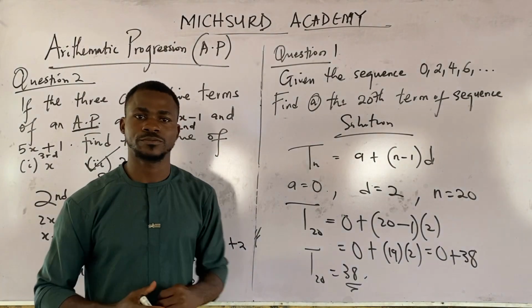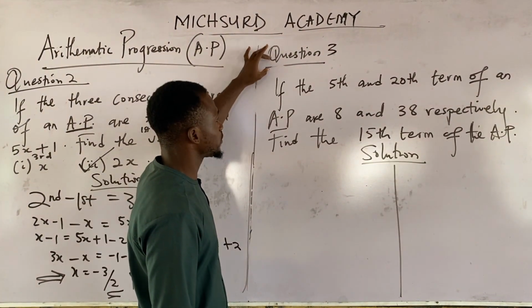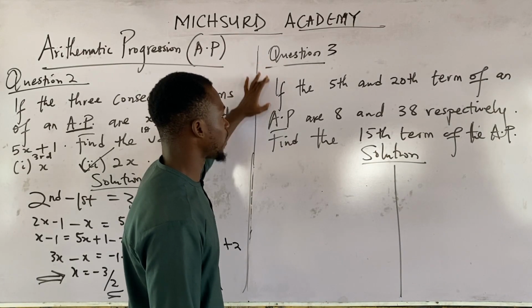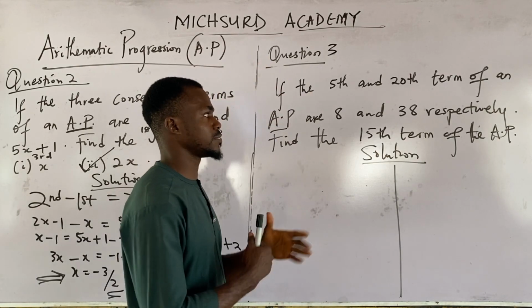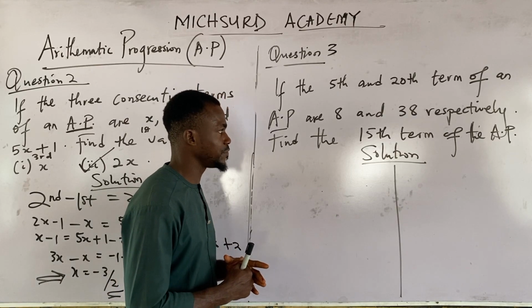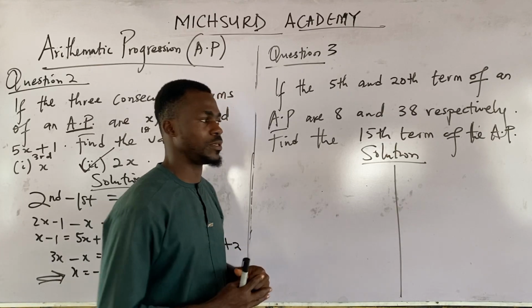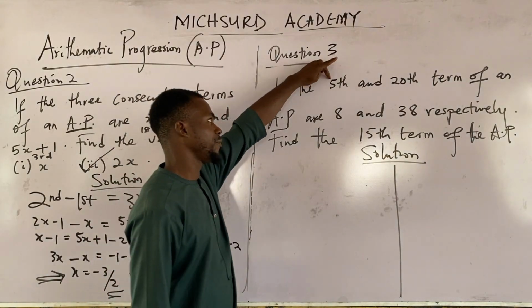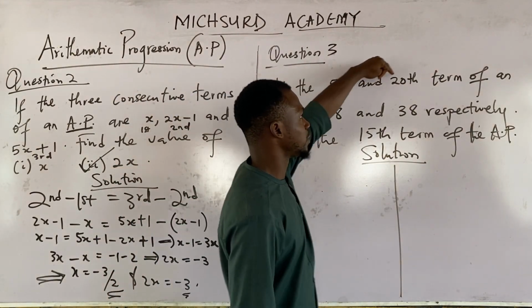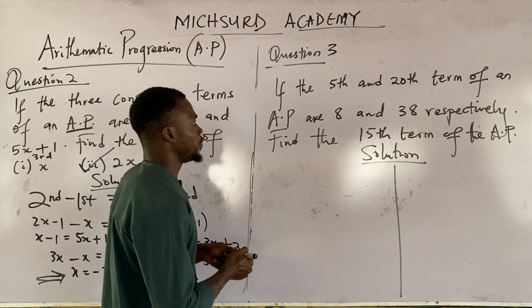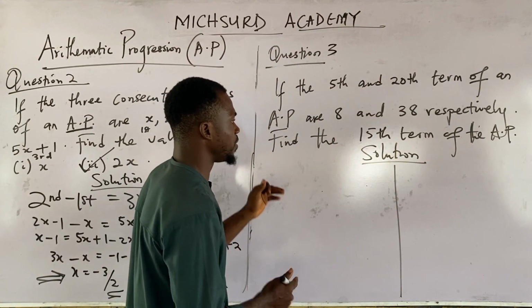So let's go. We have that for question 3. If the 5th and the 20th term of an AP are 8 and 38 respectively, find the 15th term of the AP. So once we get the 15th term of the AP, we know the 5th term of the AP as 8 and the 20th term is 38. So in this case, we are going to make use of the AP formula.